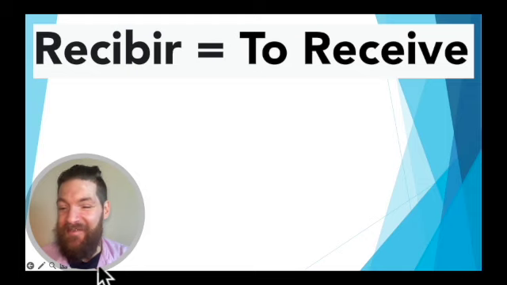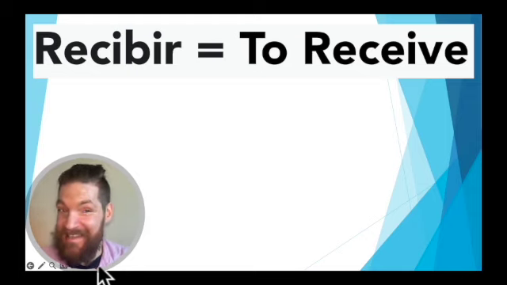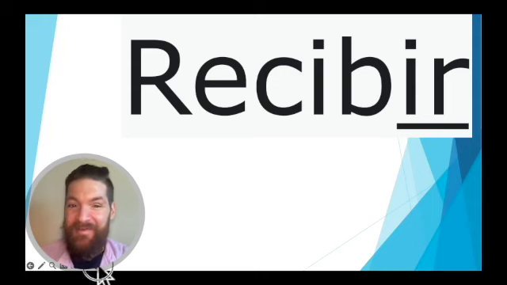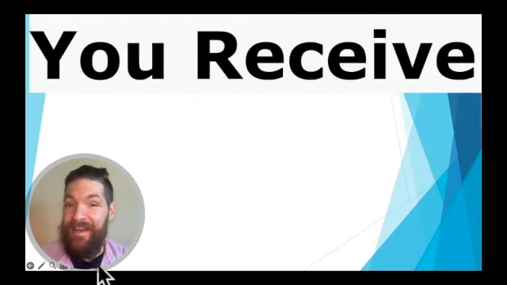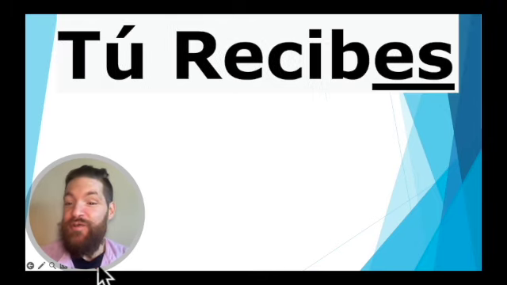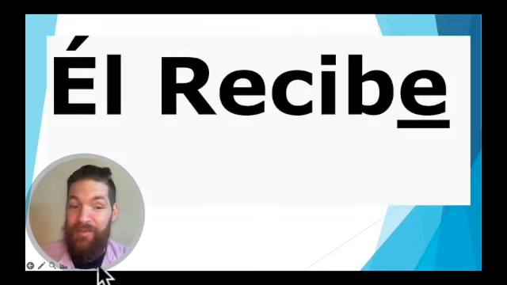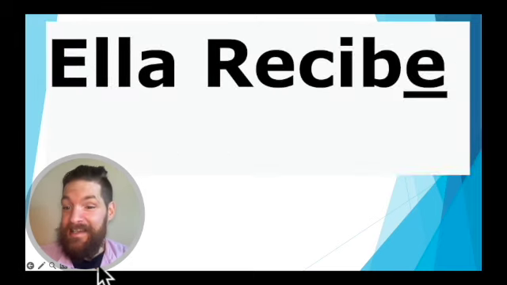Okay, another IR verb, just so you guys can have more practice with IR verb conjugation in the present tense. So to receive is recibir. What is to receive again? Recibir. Muy bien. So I receive. Yo recibo. Right? You receive. Tú recibes. He receives. Él recibe. Muy bien. She receives. Ella recibe.